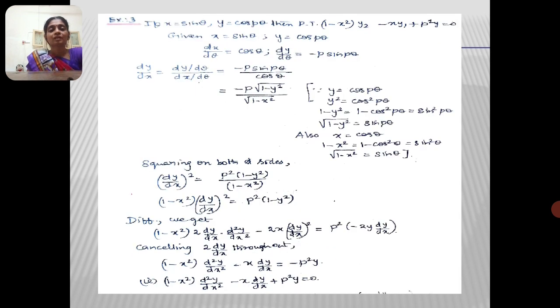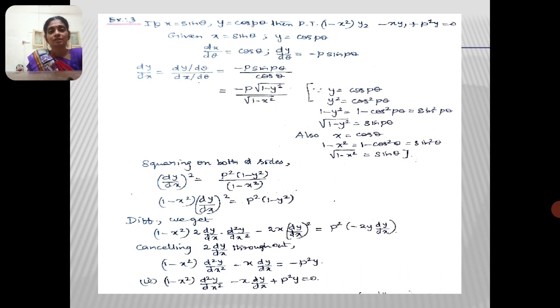Example 3. If x is equal to sin theta, y equal to cos p theta, then prove that 1 minus x square y2 minus x y1 plus p square y equal to 0. Here we have given x and y. From this we have to find out dy by dx. So first we take x and y. X is sin theta, y is cos p theta.